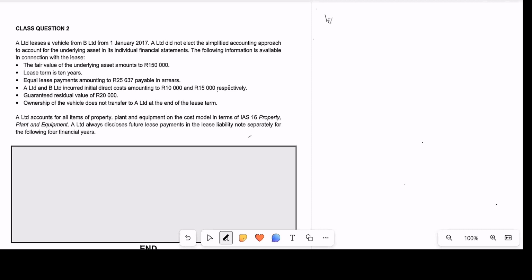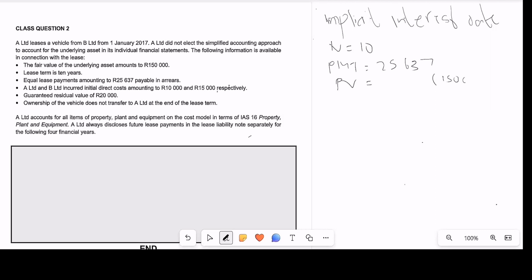Then here I'm going to say, excuse the handwriting, guys, implicit interest rate. Okay, so we're given the N, which was 10 years, the payments, which was 25,637, and then we're given the PV. The present value is the fair value of the underlying asset plus any initial direct costs.